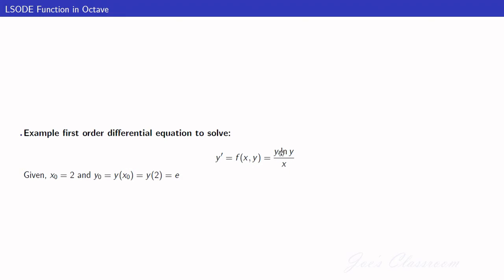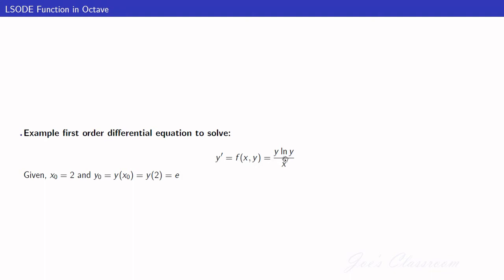Please note whether it is Octave or MATLAB, to compute the natural logarithm, the function used is log. If you need to compute the logarithm to the base 10, then the function is going to be log10. But here, since it is a logarithm to the base e, we have to use the function log.